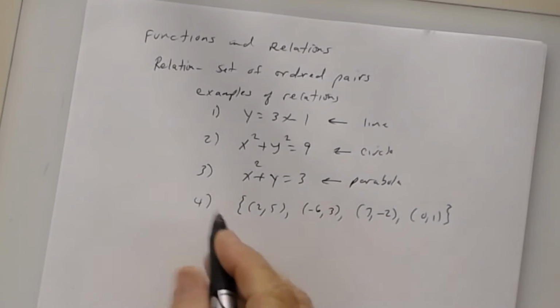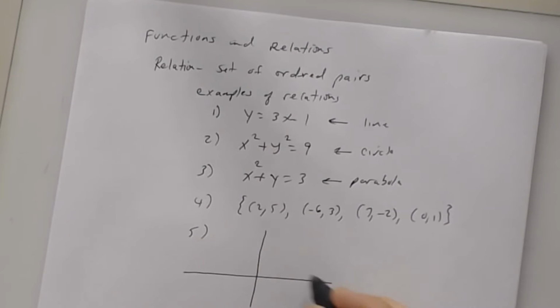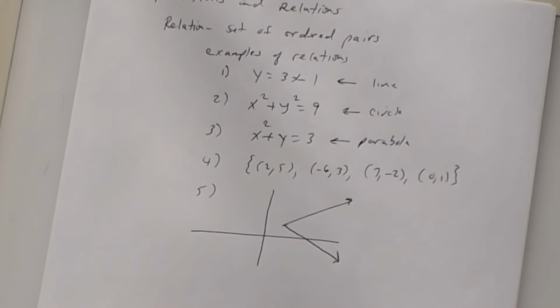You could also represent a relation using a graph. So a graph is considered a relation. Why is a graph considered a relation? Because it's made up of a set of what? Ordered pairs. All right, so those are all examples of relations. Now, some of those relations are considered functions. Not all of them, some of them.